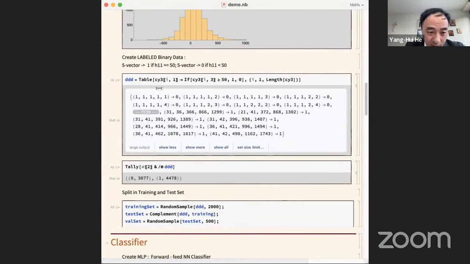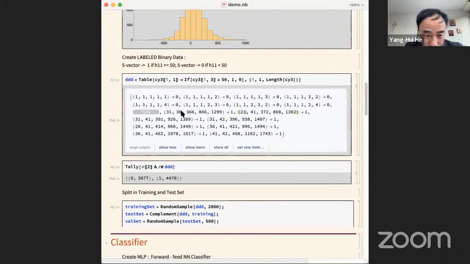So I create this database. The way to label it in Mathematica is through the arrow. This is very specific to the Mathematica syntax for neural networks. I'm saying that if it's greater than 50, I'm going to call that a 1, and if less than 50, it's called a 0. So here I've created a labeled data set of 7,550 cases of 5-vectors labeled by 0 or 1. Now I have binary labeled data.